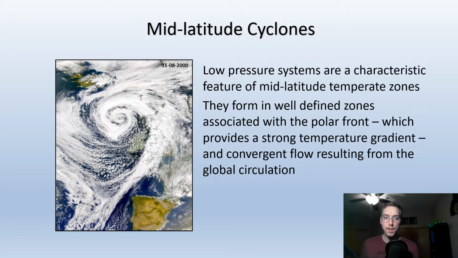So mid-latitude cyclones are basically low pressure systems that are a characteristic feature of mid-latitude temperate zones, right? Their name kind of says it all. They happen in the mid-latitudes, roughly 30 to 60 degrees north and south latitude. They form in well-defined zones associated with the polar front, which provides a strong temperature gradient and convergent flow resulting from these global circulation patterns that we've been talking about for a number of weeks now.